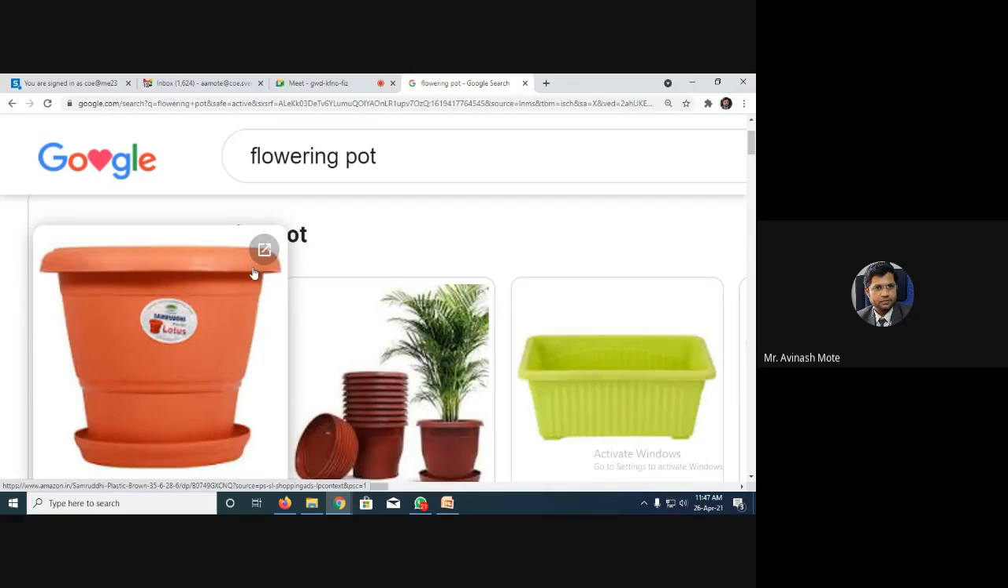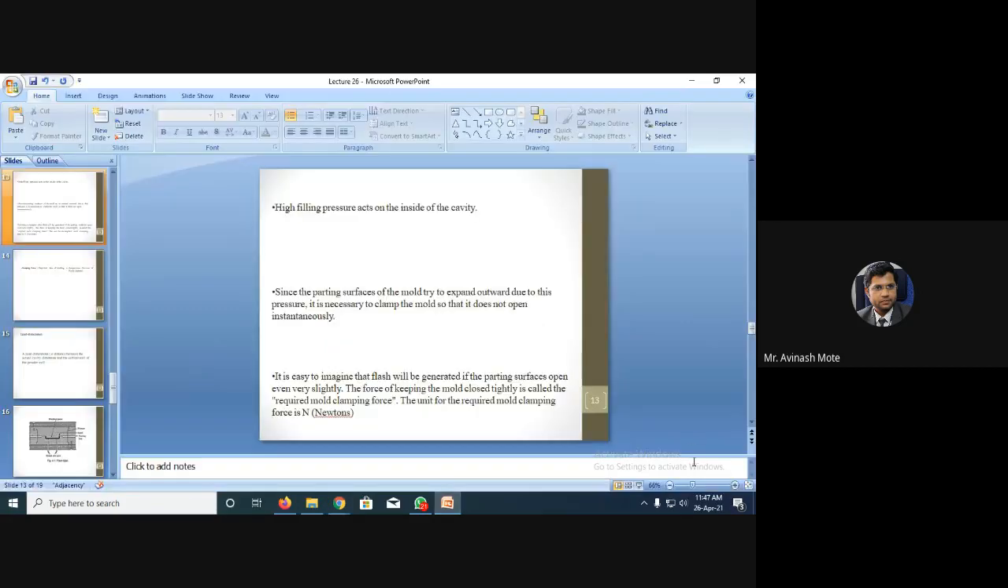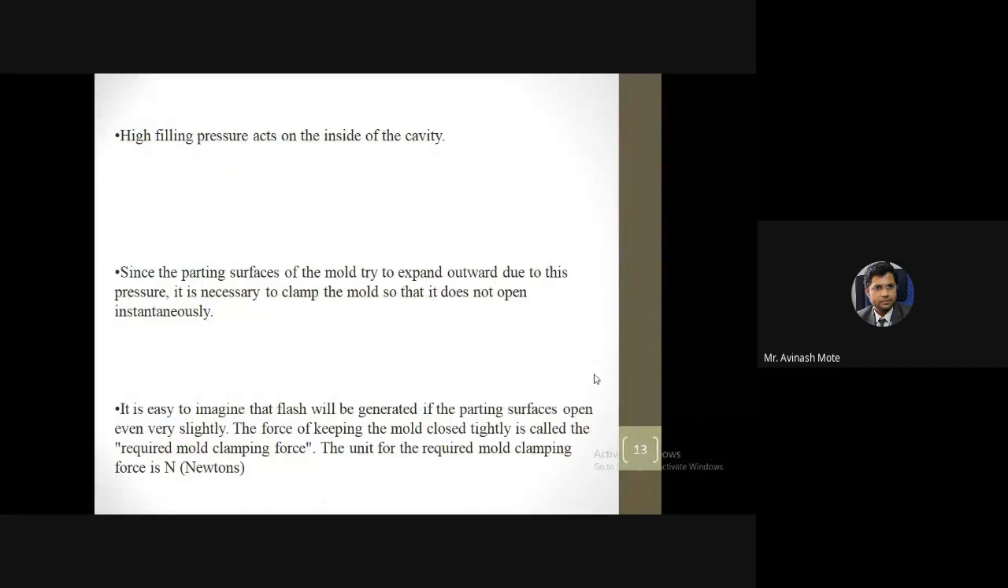This material will come out from the parting surface if the mold is not closed properly. Now here it is desired, it is the need of the design, but not for all products. Flash will be there if there is improper closing of the mold cavity. Getting it? Okay, so that's why the force of keeping the mold closed tightly is called the required mold clamping force.